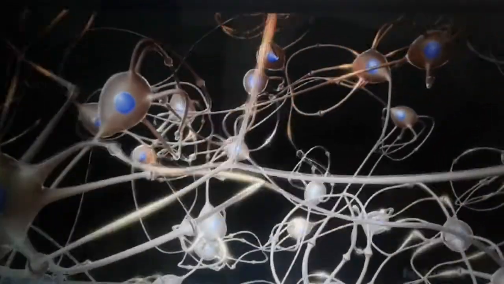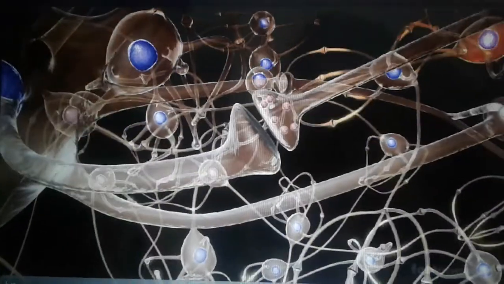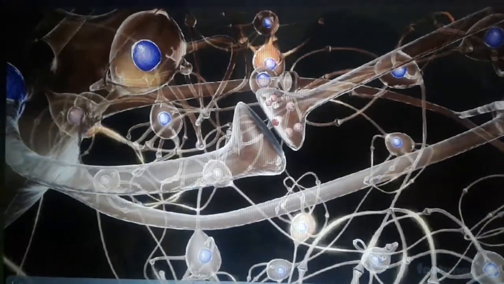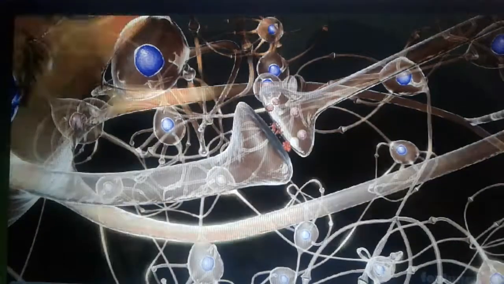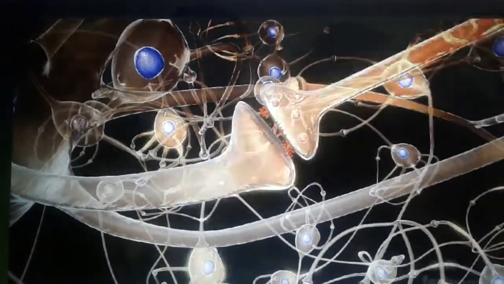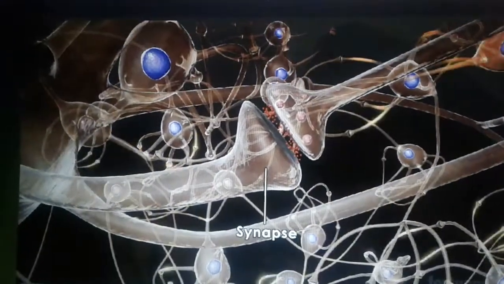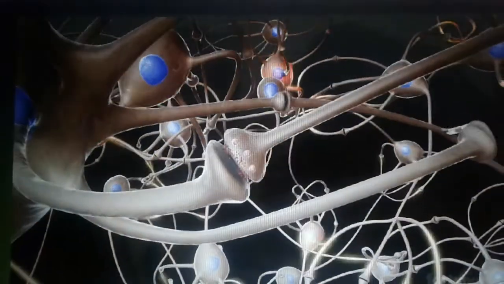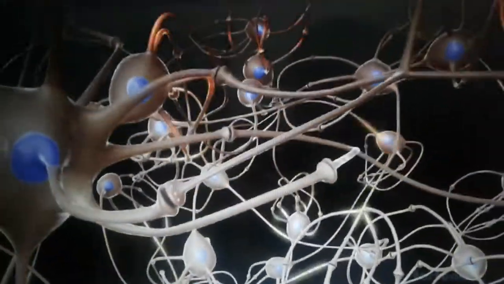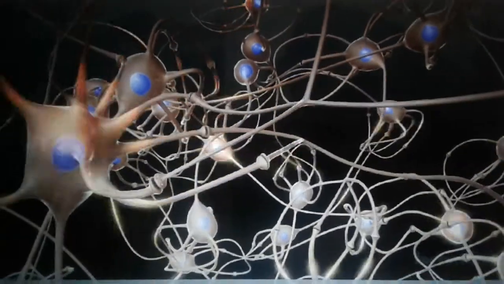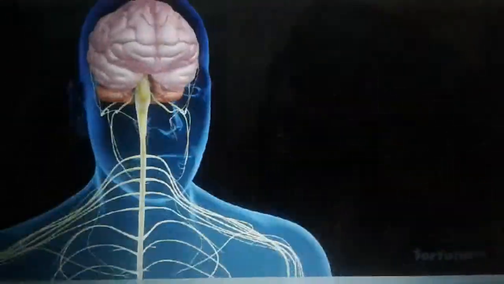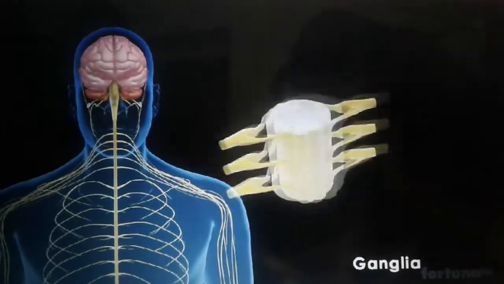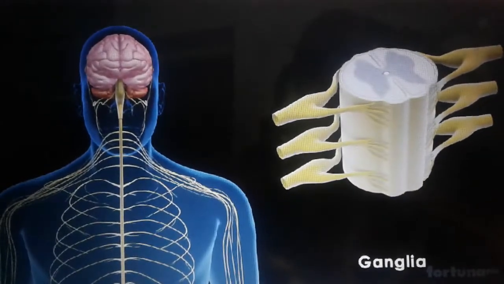At the tip of the axon terminals are synaptic vesicles which help to transmit impulses between axon terminals and dendrites along a tiny gap known as the synapse. Together, axons and dendrites form bundles of nerve fibers commonly referred to as nerves. Clusters of nerves are known as ganglia.